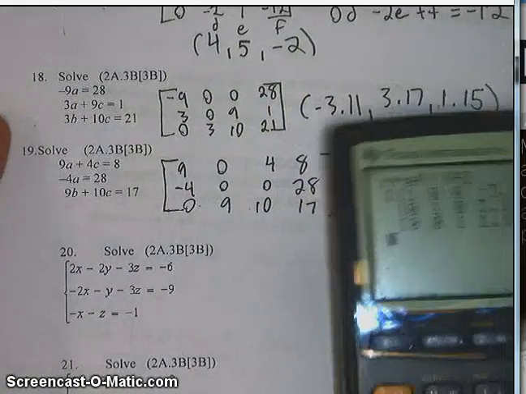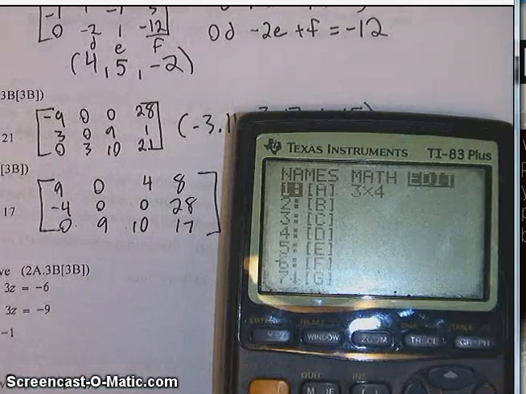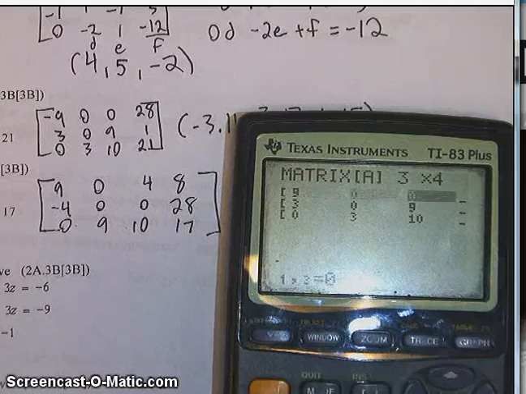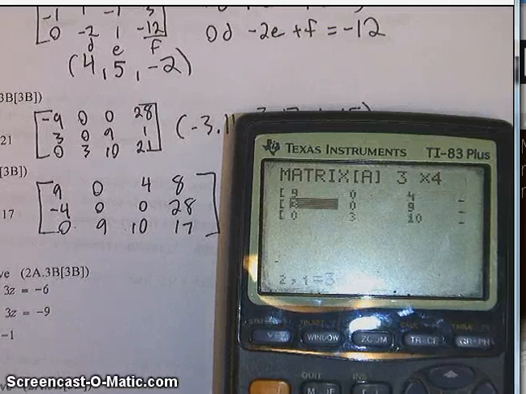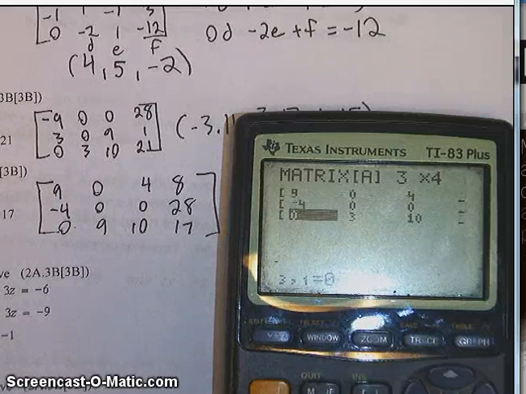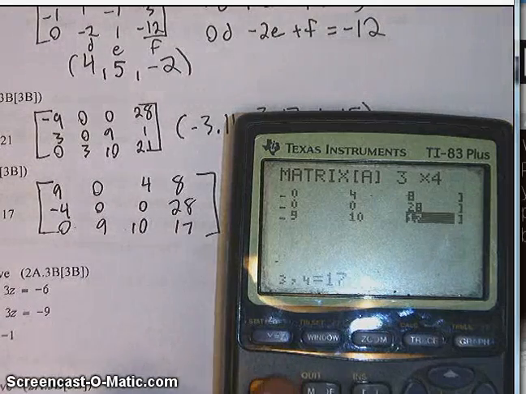So let's go back to the calculator. Second matrix edit. 9, enter, 0, enter, 4, enter, 8, enter, negative 4, enter, 0, enter, 0, enter, 28, enter, 0, enter, 9, enter, 10, enter, 17, enter.